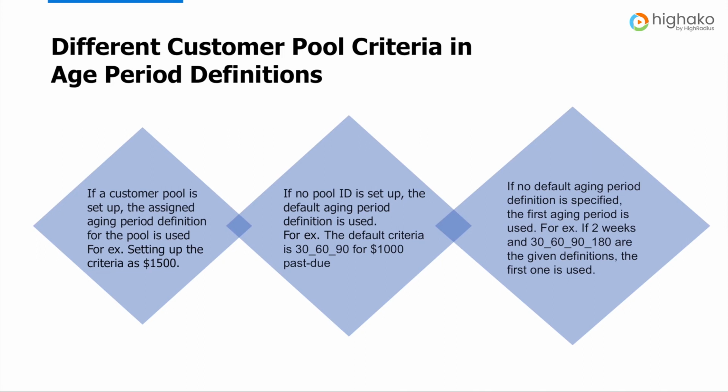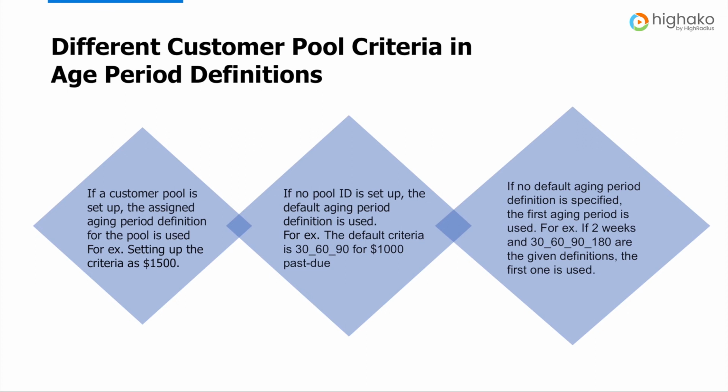If you did not assign a pool ID, the default aging period definition that is specified on the accounts receivable parameters page is used. For example, if the default aging period definition in the system is 30, 60, 90, I get to see a list of customers who are past due 90 days since the default aging period definition is 30, 60, 90.